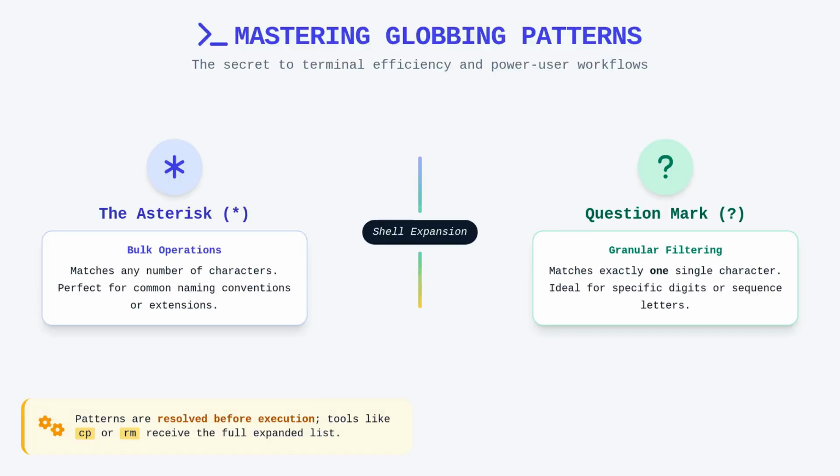These shell expansions are resolved before the command is even executed, meaning the tools like cp or rm receive a full list of expanded arguments. Mastering these patterns allows you to clean up directories or migrate batches of logs without manual intervention. It is a fundamental skill that demonstrates the difference between an amateur user and a power user.